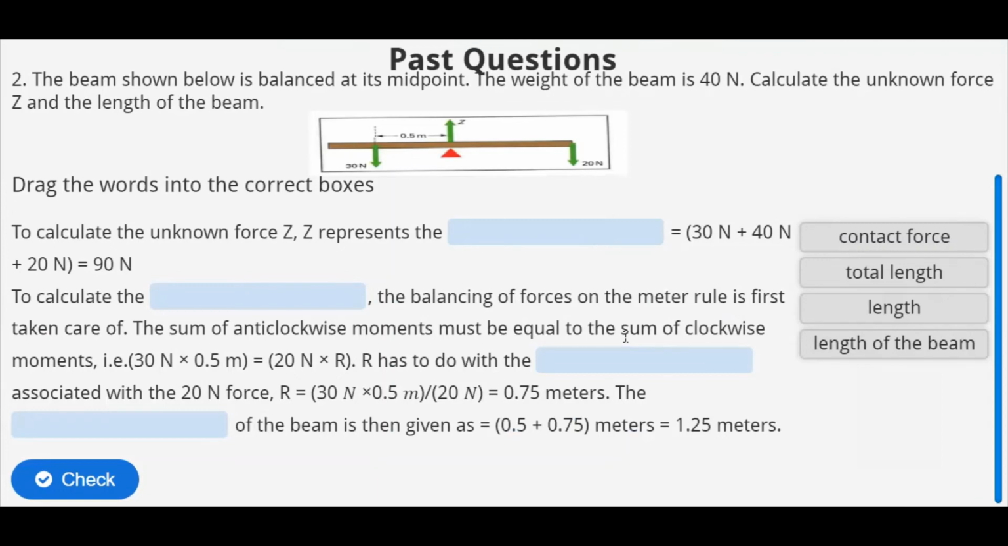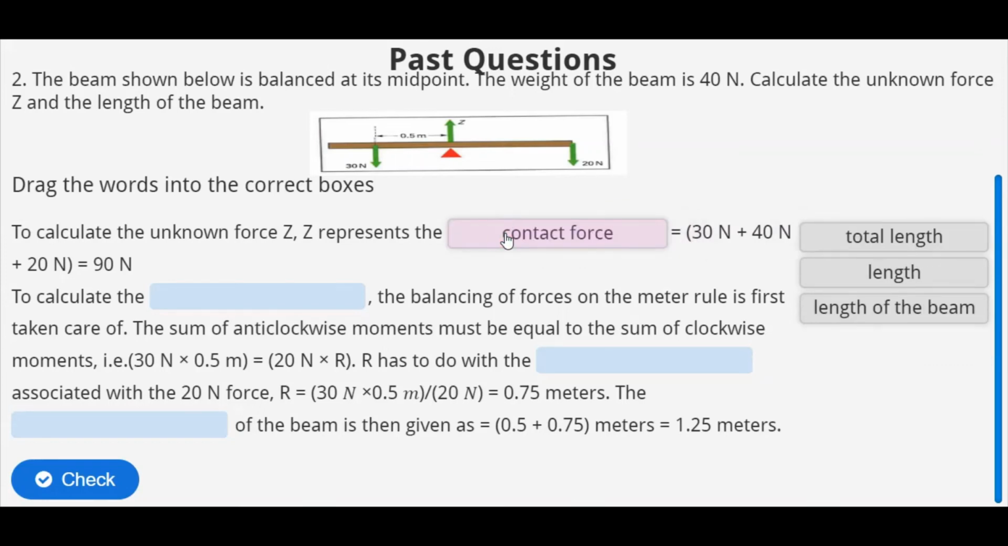Now, the beam shown below is balanced at its midpoint. The weight of the beam is 40 Newton. We have to calculate the unknown force Z and the length of the beam. To calculate the unknown force Z, Z is resting on the pivot. That shows what? A contact force, right? Let's see. Yeah. Which is equal to 30 Newton plus 40 Newton plus 20 Newton. That's 90 Newton.